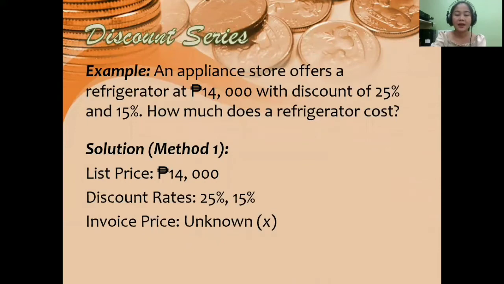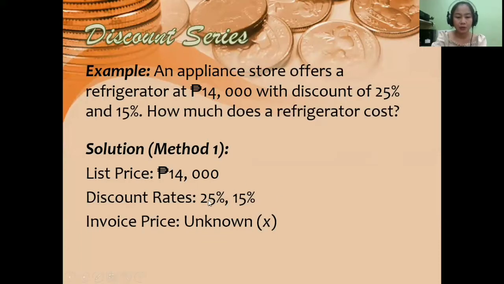Okay, so here we have an example about the discount series. Let us study this example. An appliance store offers a refrigerator at 14,000 pesos with a discount of 25% and 15%. How much does the refrigerator cost? In this problem, we will use three methods in order to get the final answer, which is the net price or the invoice price of the refrigerator. The first method that we will study is the longer one. What is this method? Let's find out.